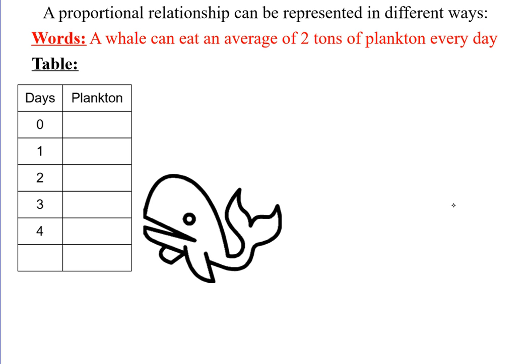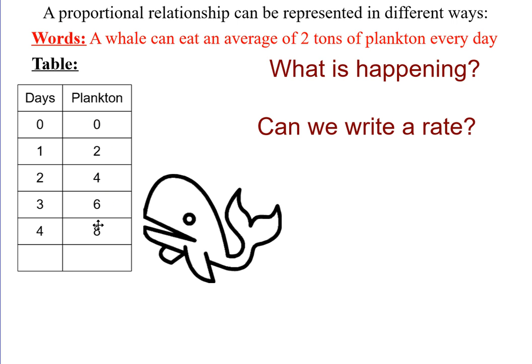So if I have a table that talks about days and plankton, we know that if no days go by, no whale exists, no plankton gets eaten. After 1 day, we'll have 2 tons of plankton, after 2 days, 4 tons of plankton, after 3 days, 6 tons of plankton, and after 4 days, we'll have 8 tons of plankton. Well, what's happening here? What is going on as we go from days to plankton, from the independent variable to the dependent variable? We can see that we're multiplying the days by 2.